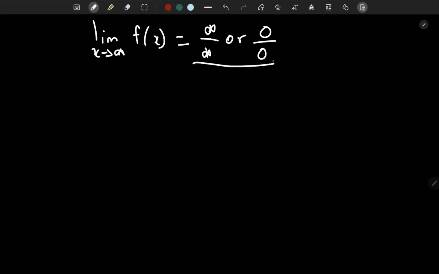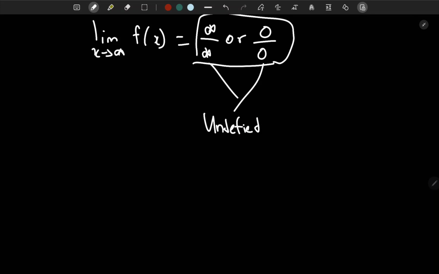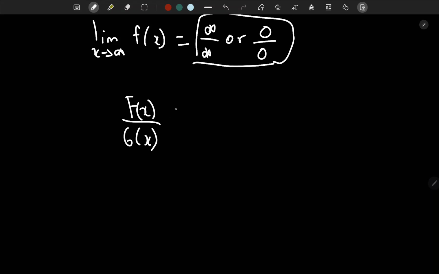L'Hopital's rule. So when you have either of these two conditions, infinity over infinity, or 0 over 0, as these both are undefined, we need to use L'Hopital's rule, which states when we have, let's call this f(x) over g(x), we need to differentiate the numerator and the denominator and then check for the limit again. So let's call this f prime over g prime, and now we substitute the limits back in.